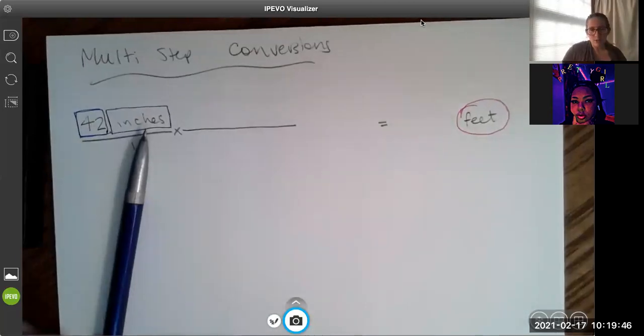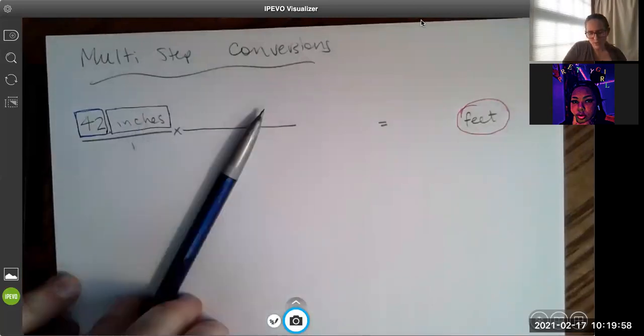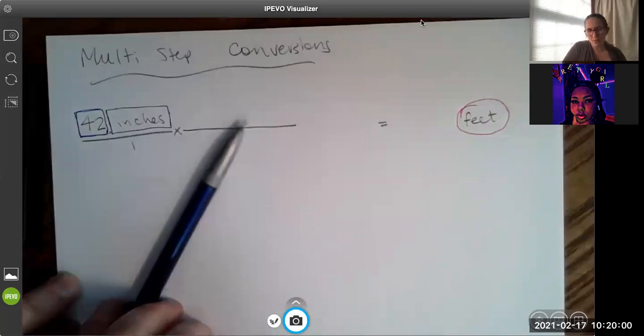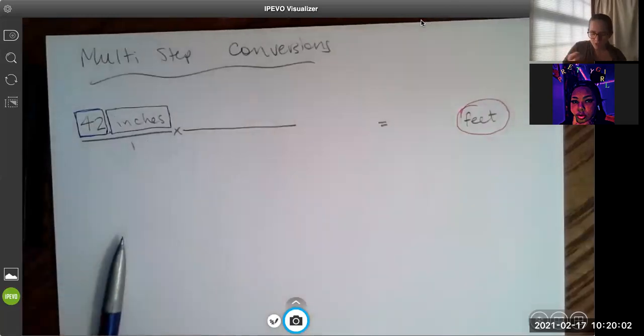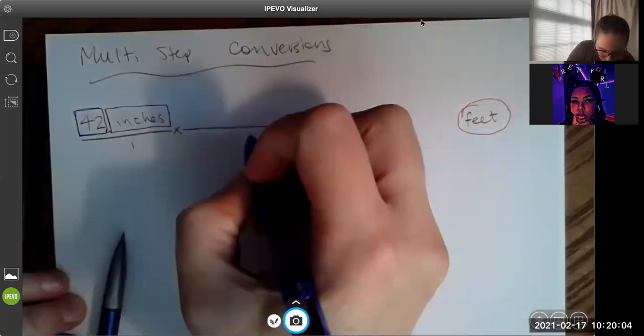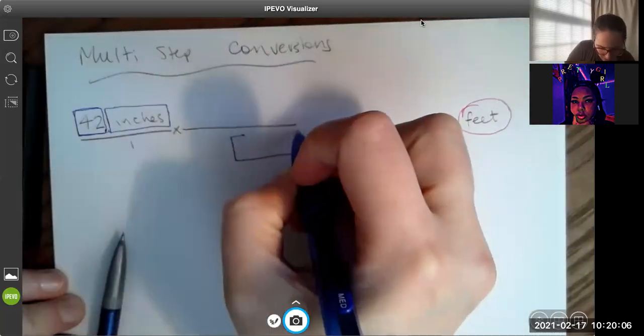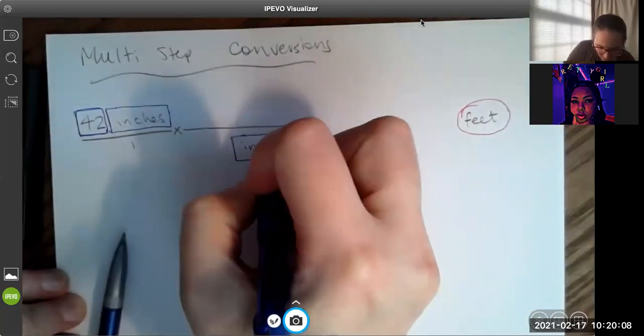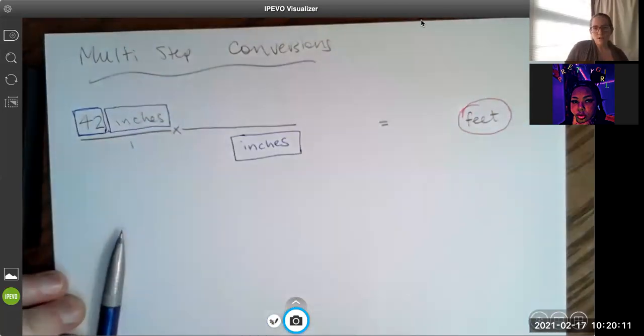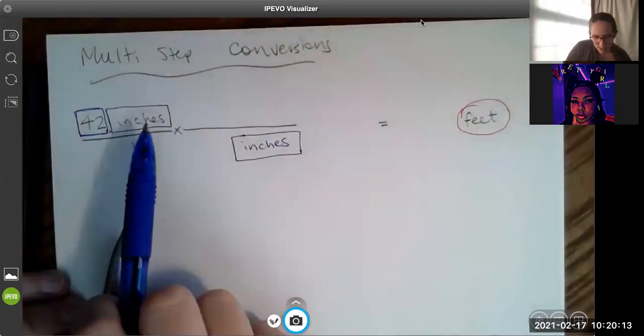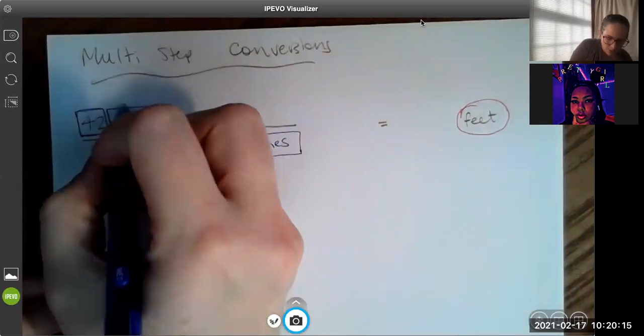Great. Agree. And to cancel it out, we're going to put the unit inches also somewhere in this fraction. It's either going to go on the top or the bottom. Bottom. There you go. It's going to go on the bottom. And just like you said, that's going to cancel it out. So when we have the unit of inches on top and the unit of inches on the bottom, that will cancel out.